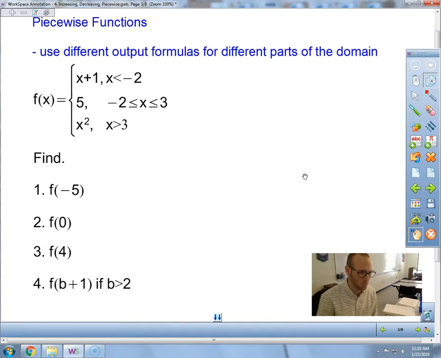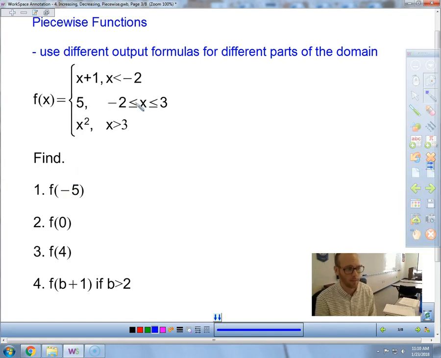So let's evaluate our piecewise function at different x values. F of negative 5. All right, that tells me x equals negative 5. Which part of the domain is that in? Negative 5 is in this domain. Negative 5 is less than negative 2. So we use this part of our piecewise function and say this is going to equal negative 5 plus 1, which is negative 4.